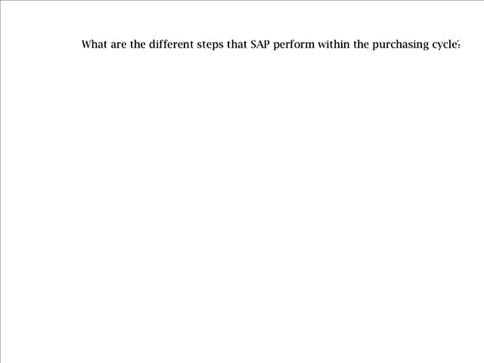I'm writing the question: what are the different steps that SAP performs within the purchasing cycle? So now when we're talking about a step, what are we talking about? What would be the very first step?